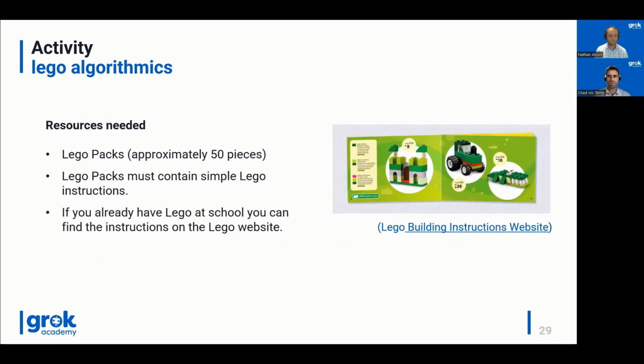If you were planning on running this activity, we would recommend using Lego packs of about 50 pieces with simple Lego instructions like the green book you can see on the right. You don't need to race out and buy new kits, you might have some already, and you can just click on the Lego link there to find the instructions for the specific kit that you may have at school already.